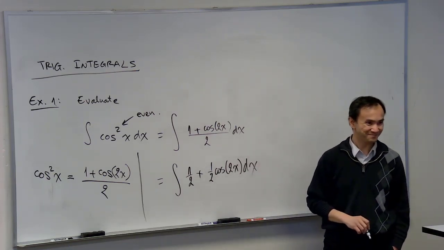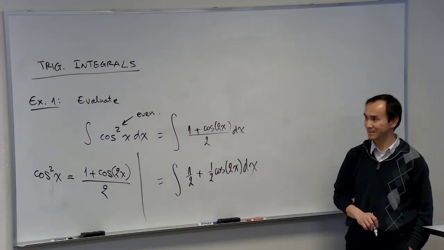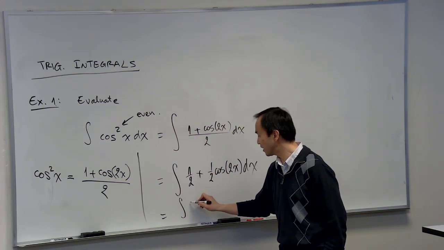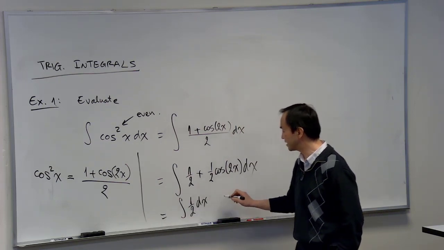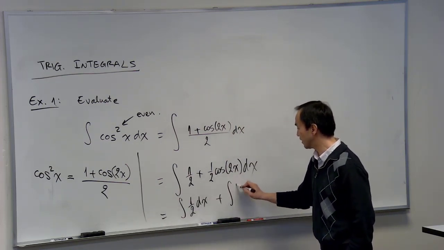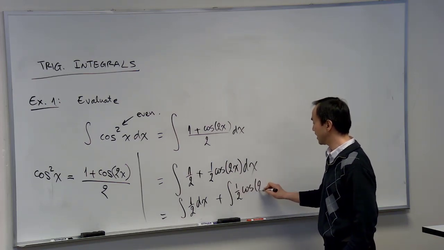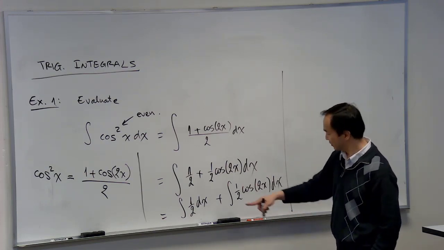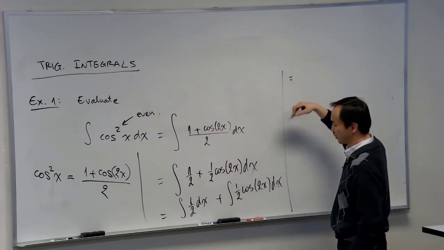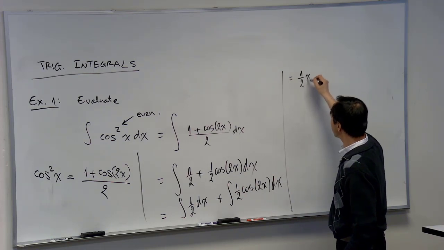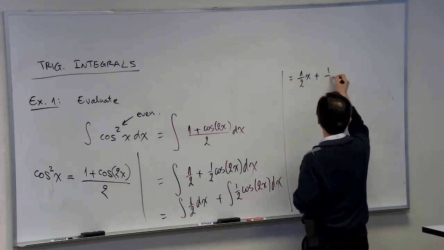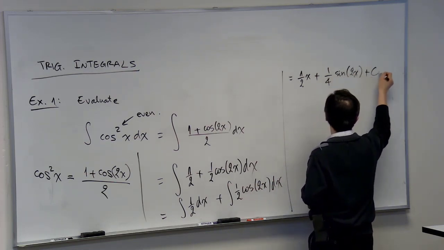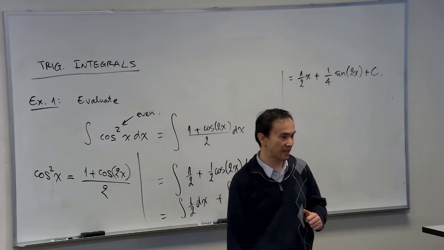So it turns into one integral for 1/2 dx and another integral for 1/2 cosine 2x. I think it goes a lot easier this time. The first term gives me, after integrating, 1/2 x, and the next one gives me just 1/4 sine of 2x, plus C. You guys can double check me on that.